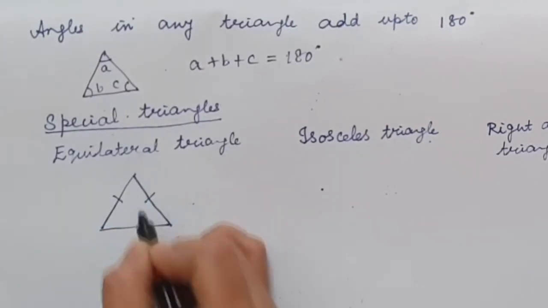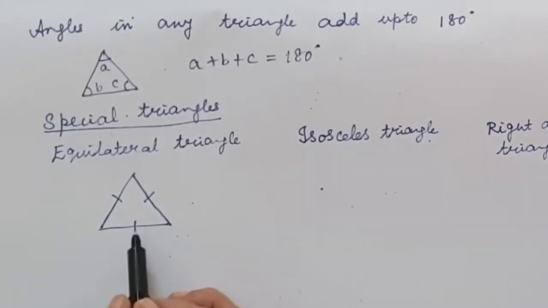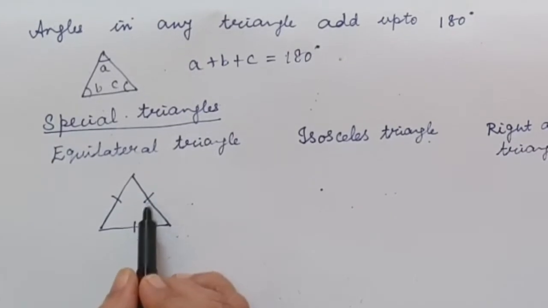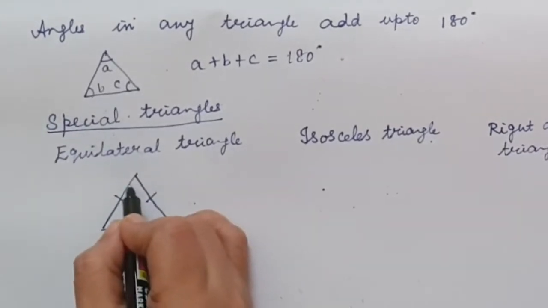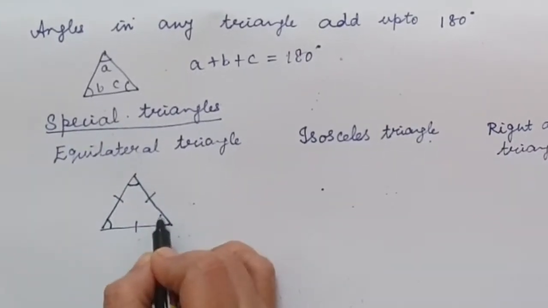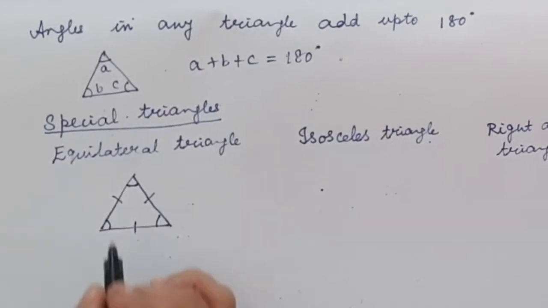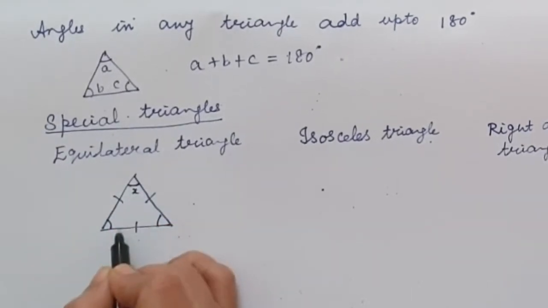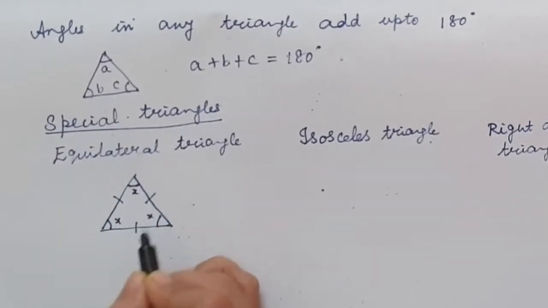When the sides are equal, we just draw a line like this over the sides. That means all the sides are equal. When all the sides are equal, the angles opposite to the equal sides will also be equal. That is, if one angle is X, all the angles will be X only.